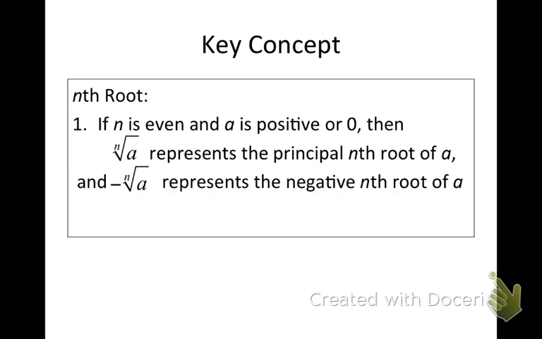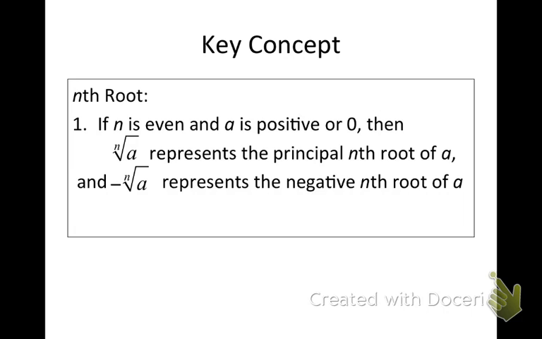If you have a negative in front of your nth root of A, so the negative nth root of A, then that would represent the negative of the nth root of A. Meaning all you're going to do is just put the negative in front of it. So if I was taking the square root of 49, that would be 7. The negative of the square root of 49 would be negative 7. So it would be the negative of a positive 7.